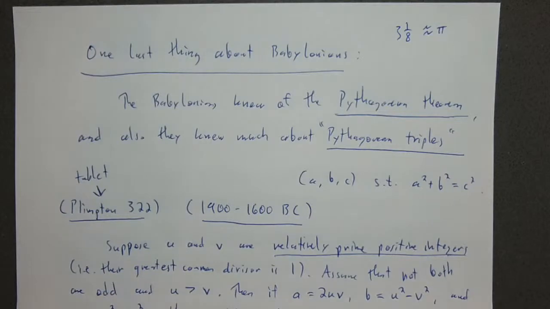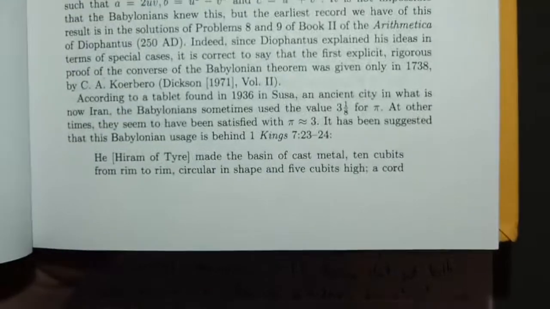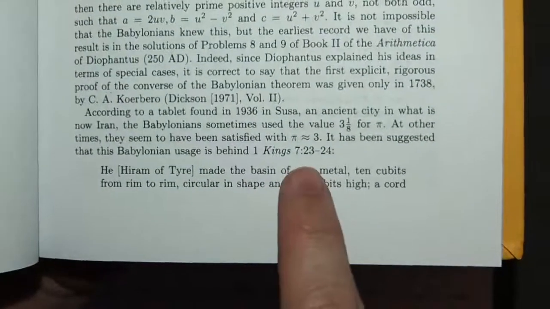In some Babylonian writings, it seems like they were happy to use 3 as an approximation, and so the textbook gives an example. There's a verse in the Old Testament of the Bible that seems to indicate that pi is 3, which is the following. I'll just read directly here. So yeah, this is 1 Kings 7:23-24.